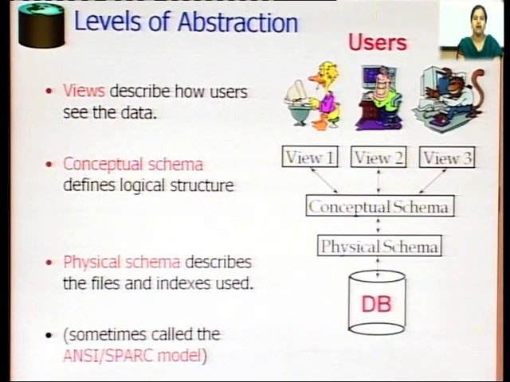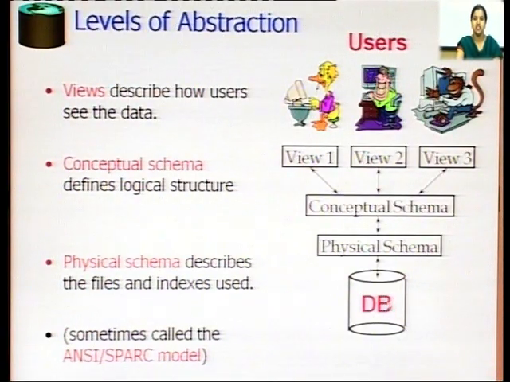So, these are the levels of abstraction, meaning once the database is stored, how we can view the data. We can view the data in three ways. First of all, you can see here the DB. DB means database, where all the data is stored. This is known as the DB.